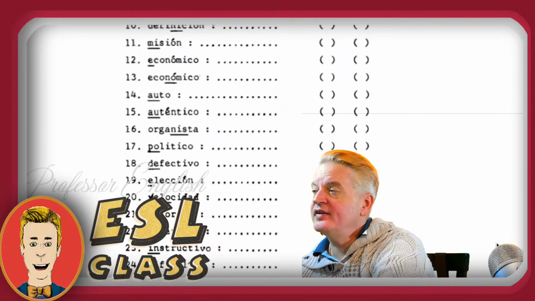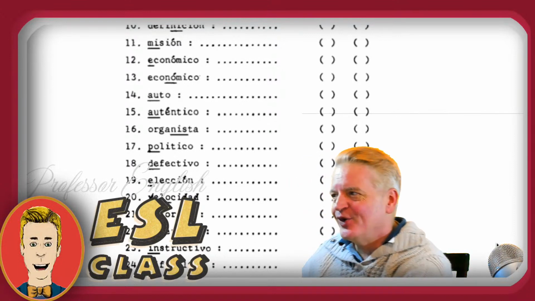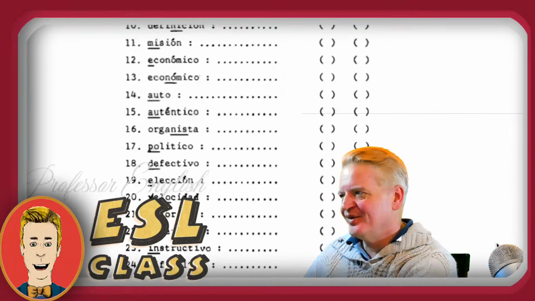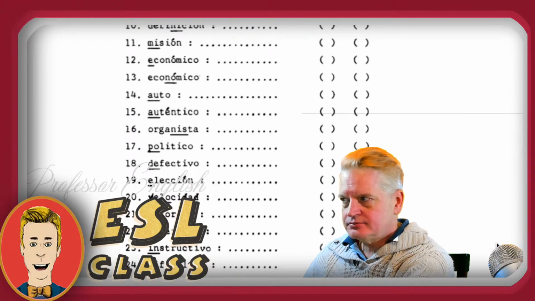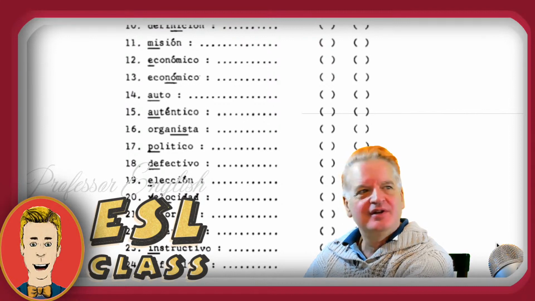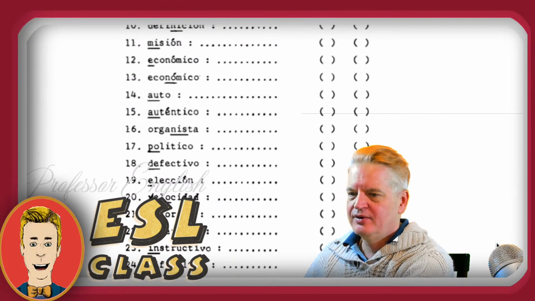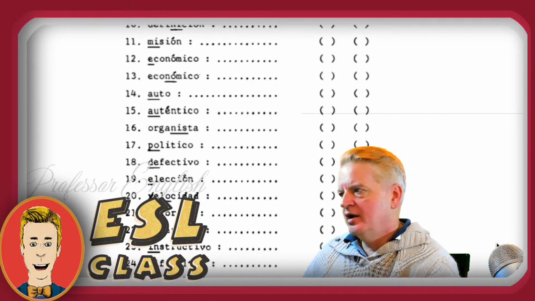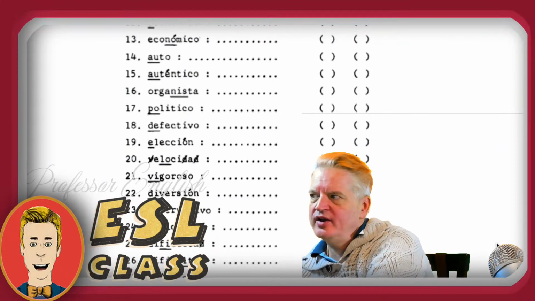Oh, sorry, that's 13. First we have 12, which is económico also, but the underlined syllable is the first one, e. 13. And now we have no. 14. The 14 is auto. So that's ow.